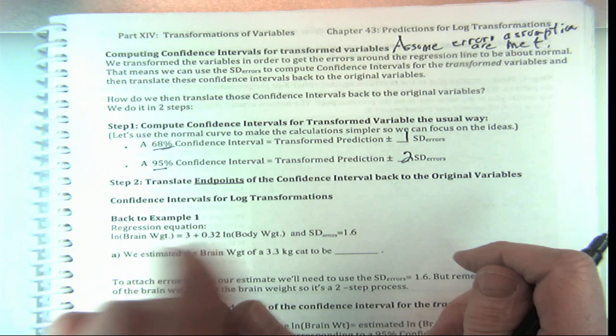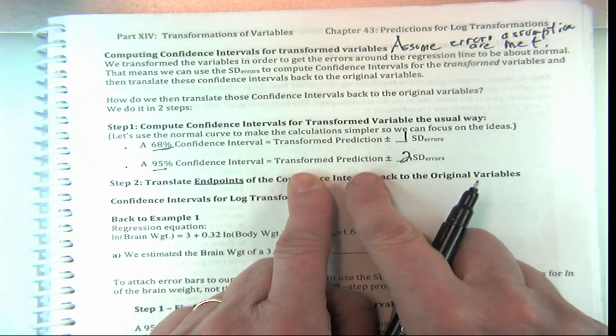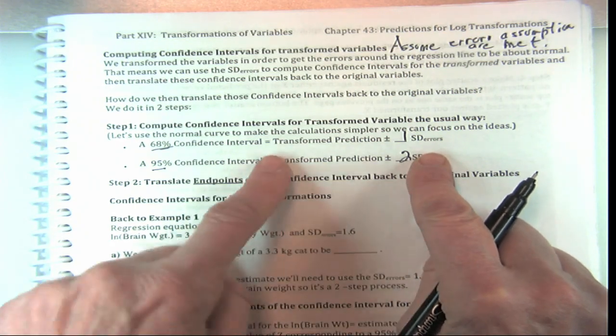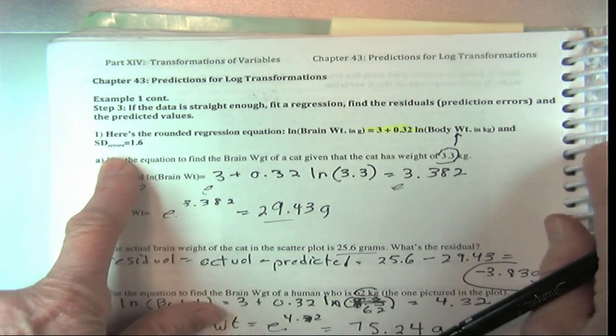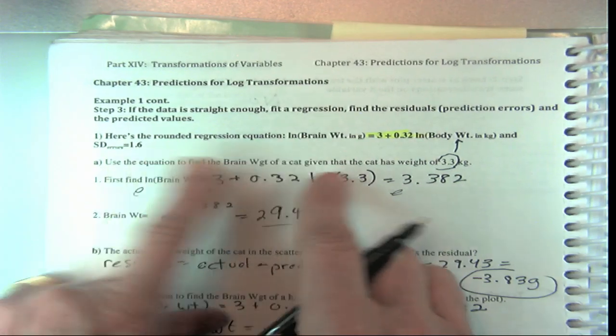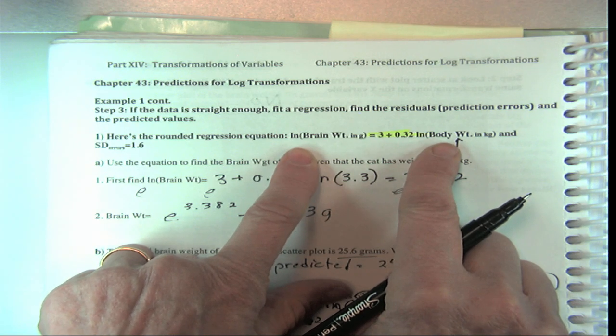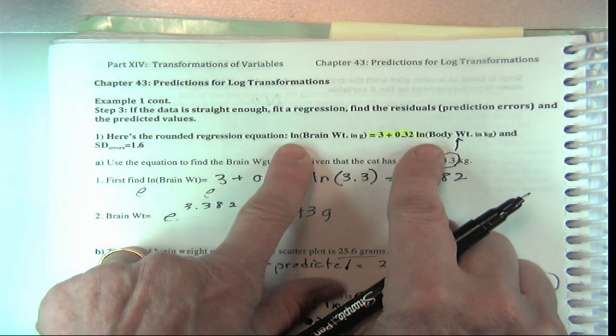So it's going to be our prediction, but it's the transformed prediction, because we are using these standard errors that come from the transform. That's the errors around our regression line, around the logs here.